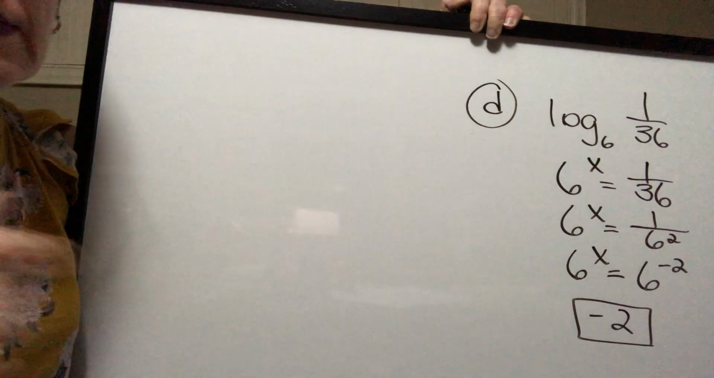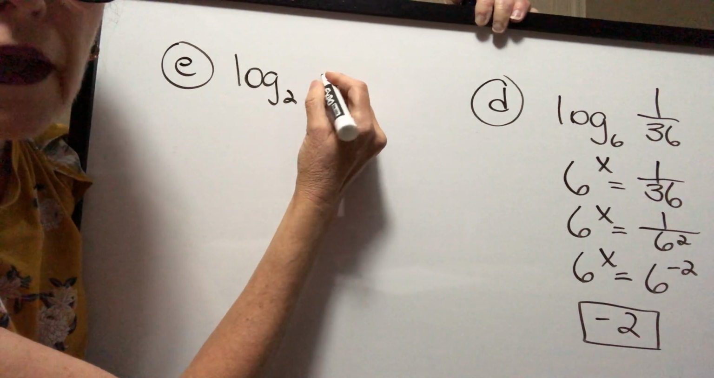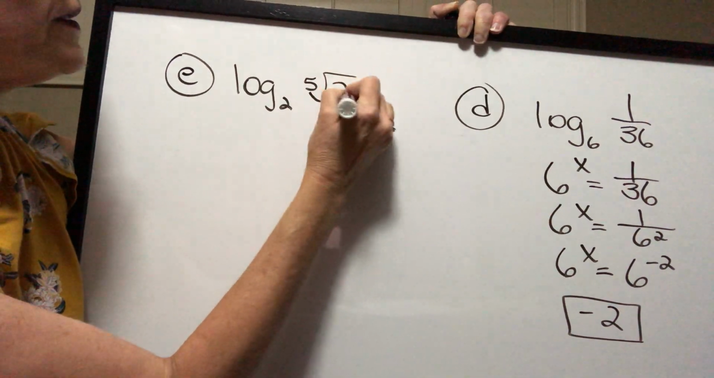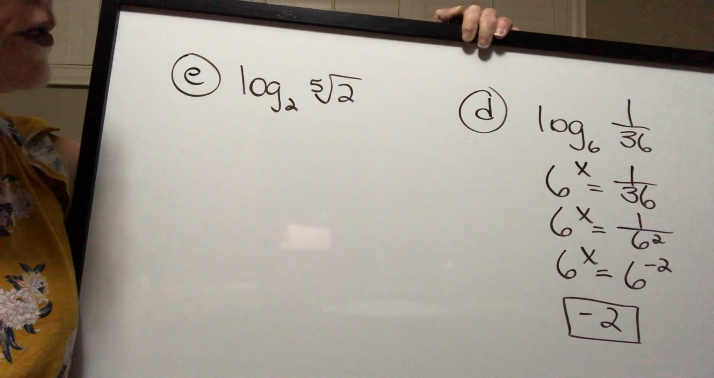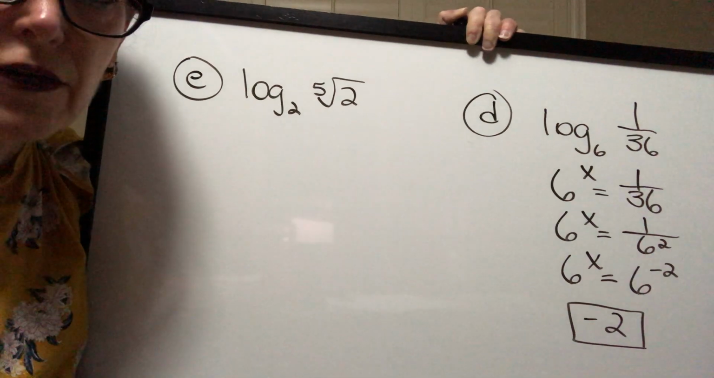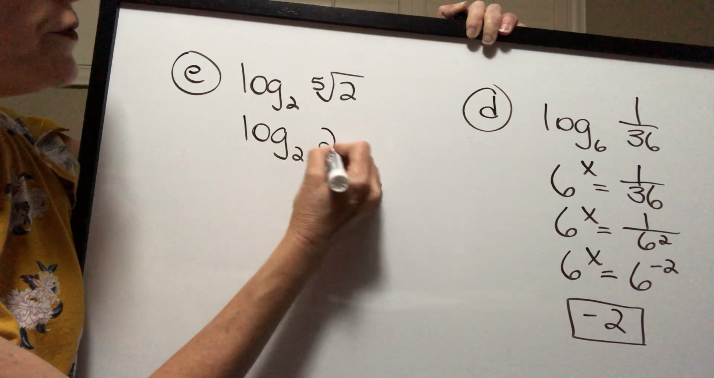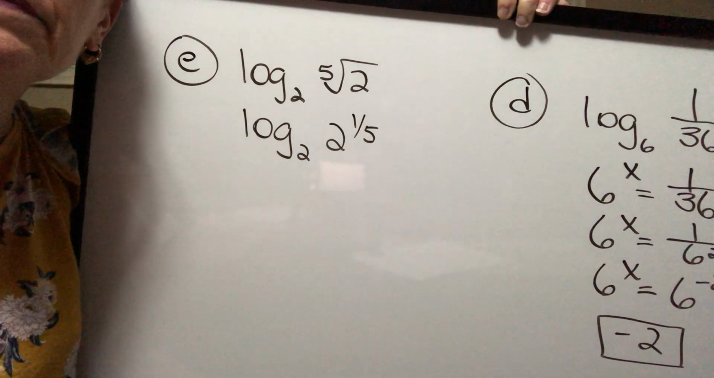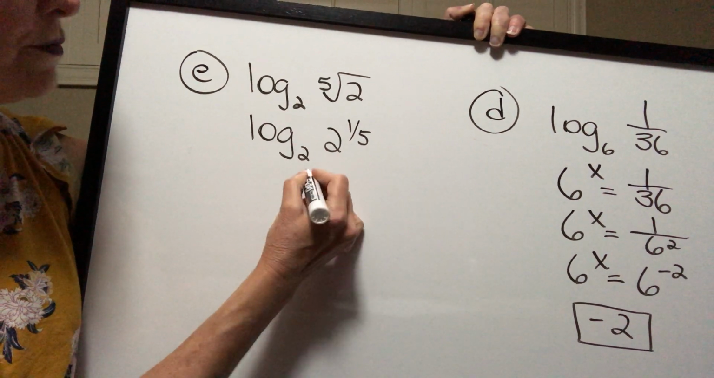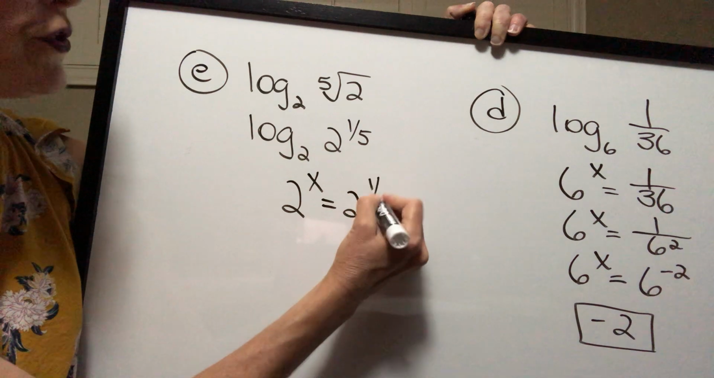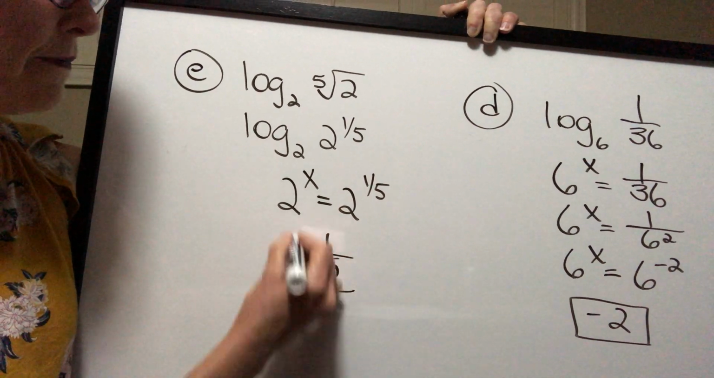And there's one more in the section, part E. We have log base 2 of the 5th root of 2. As I was saying in the example before, part C, you can think of any radical as an exponent. So it would be the same thing as log base 2 of 2 to the 1/5 power. 5th root implies 1/5. So you're trying to think, 2 raised to what power would be 2 to the 1/5 power? Of course that means the answer is 1/5.